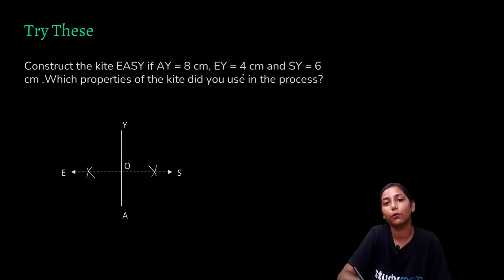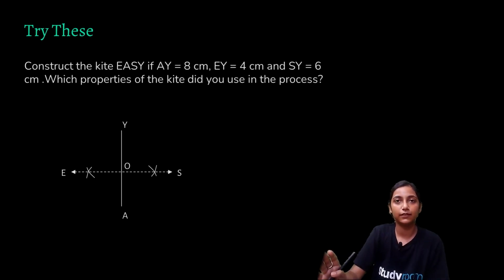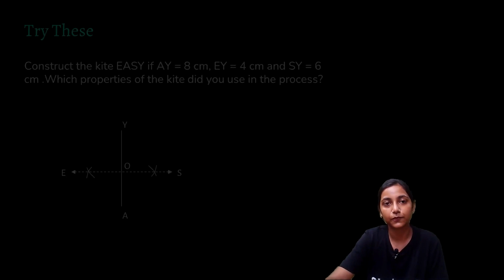If we are given one side, EY, you can find the adjacent side to it. If we are given SY, you can find the adjacent side to it. Those will be equal. So the adjacent sides are equal for a kite, the diagonals are at 90 degrees, and one of the diagonals bisects the other diagonal. These are the 3 properties that you required in order to construct this kite EASY. You can construct it yourself, following all the steps that we did earlier also.